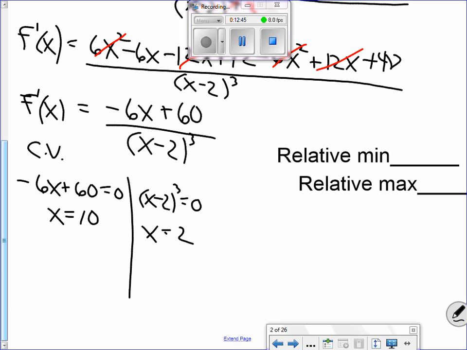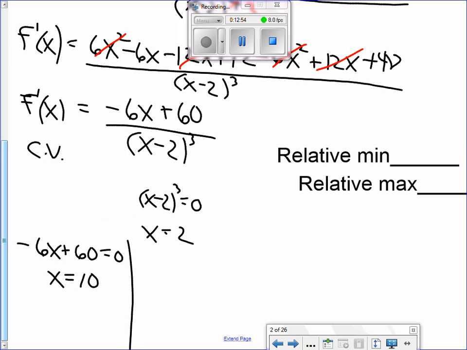So we're going to make a sign chart. We're going to mark it at 2 and 10. So here's my first derivative. I'm going to move down my critical values.